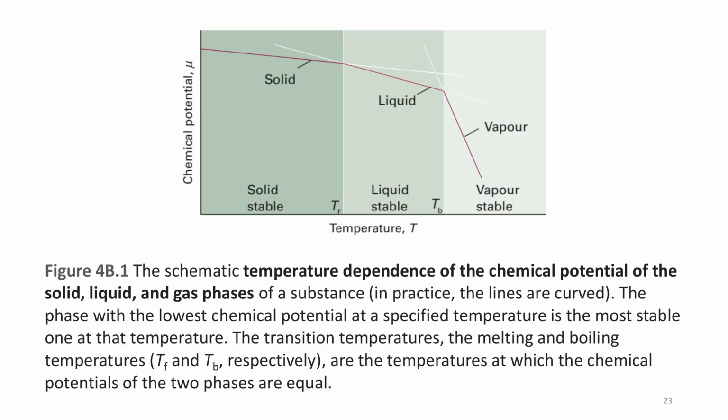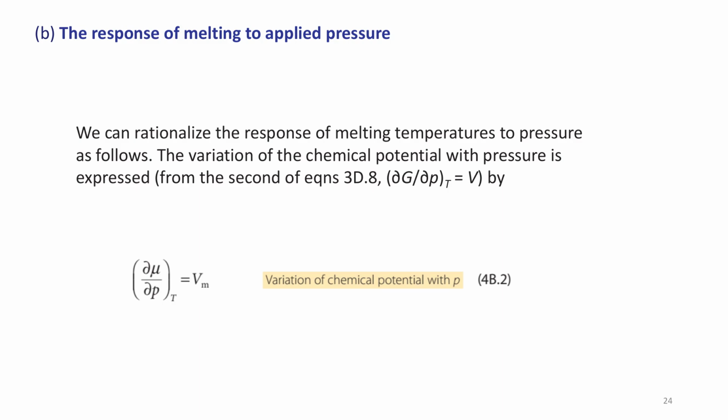This picture also clarifies metastability. A phase may persist beyond the crossing if nucleation is slow, but it no longer lies on the lowest chemical potential branch and is not the true equilibrium phase. Finally, consider how pressure changes phase stability. At constant temperature, the pressure derivative of chemical potential equals the molar volume: ∂μ/∂p at constant T equals V_m.